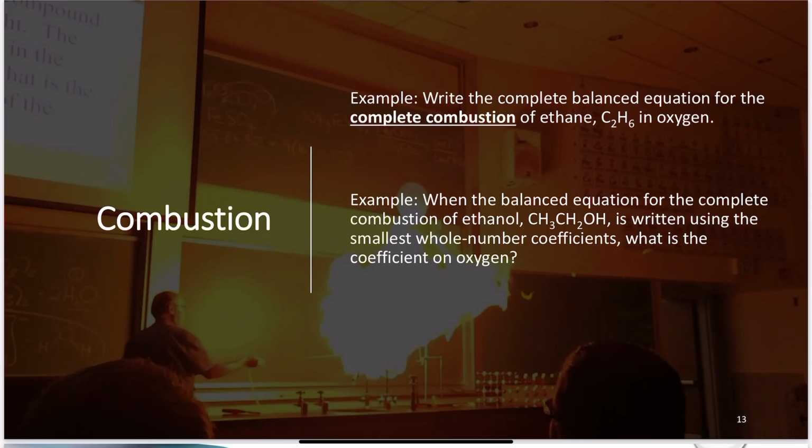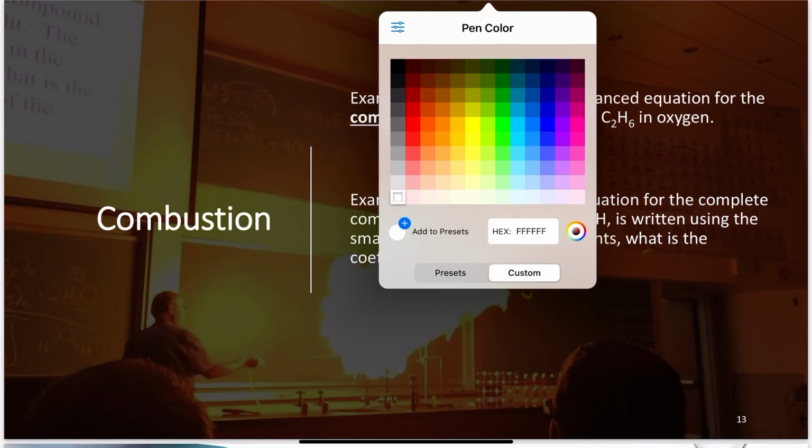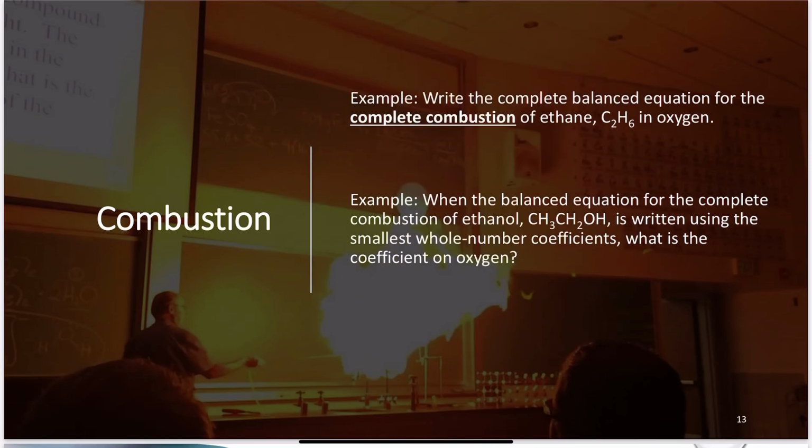Anyway, let's go ahead and look at the complete combustion of ethane, C2H6, in the presence of oxygen. So I've got C2H6. This is going to be burnt in the presence of oxygen, and it's going to form CO2 and water.